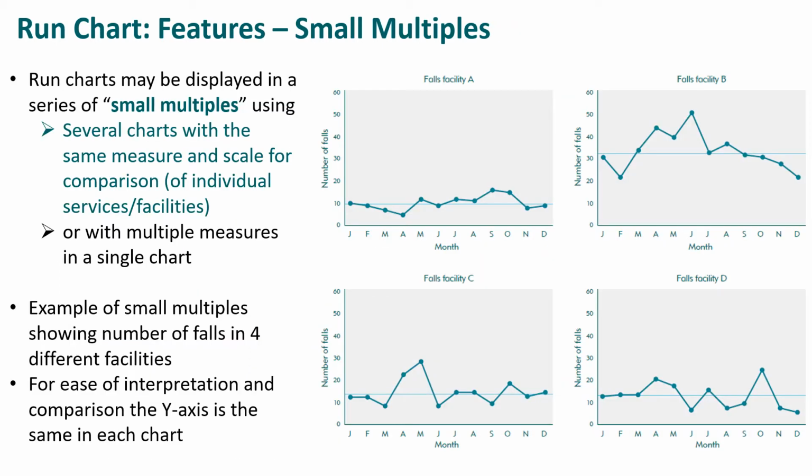Run charts can be displayed in a series of what we call small multiples. There's two ways you can do this, either the same measure and scale for comparison in different charts or with multiple measures in a single chart. So the example to the right is small multiple showing number of falls in 4 different facilities. So we've got 4 different charts here. And for ease of interpretation and comparison, the y-axis in this is the same in each chart.